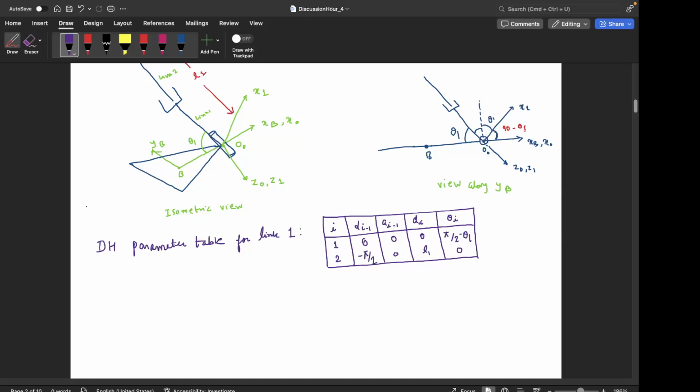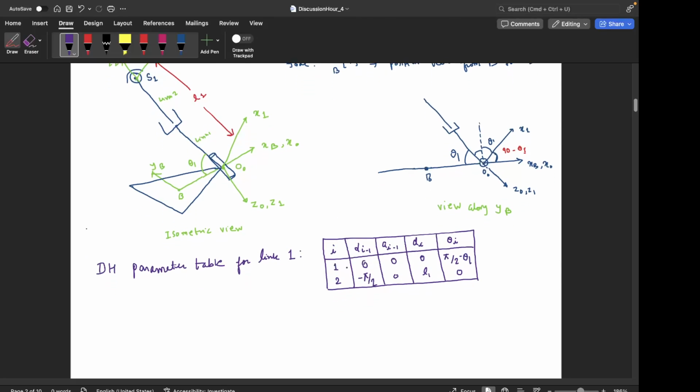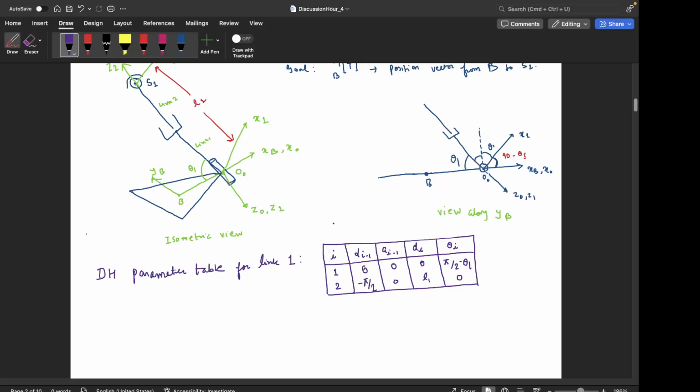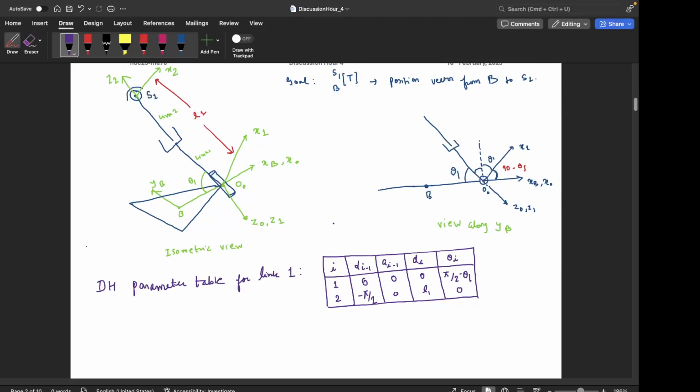Okay, so let's look at the first row, right? First row means we have d0. d0 is basically the distance between x0 and x1, and since x0 and x1 are intersecting, the distance is 0. Now next is a(i-1). a(i-1) is the link length parameter, and that is the distance between z0 and z1 along x0. Again, z0 and z1 are coincident at the same axis, so this is also 0.